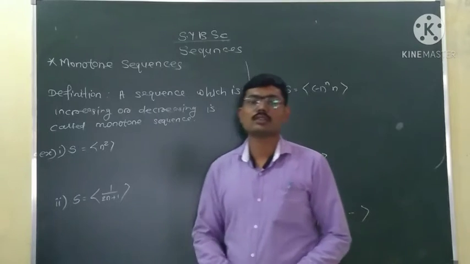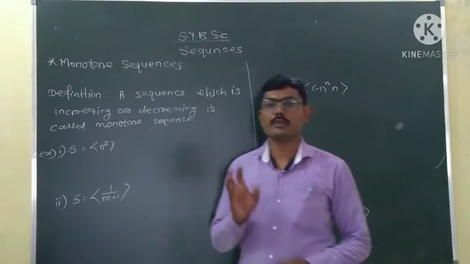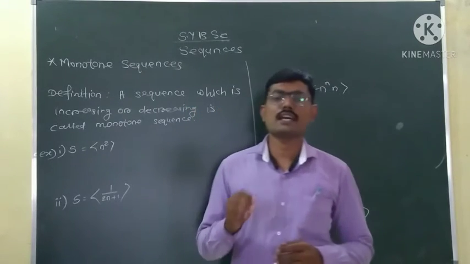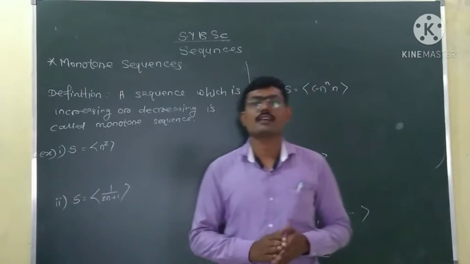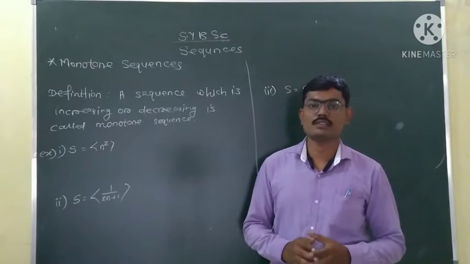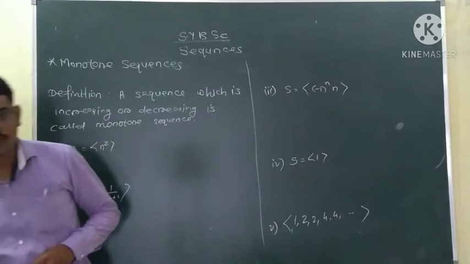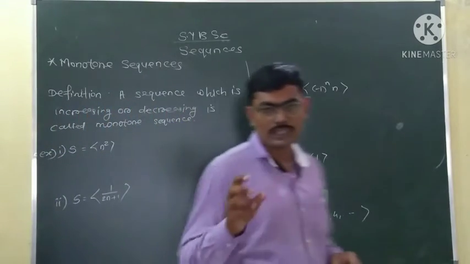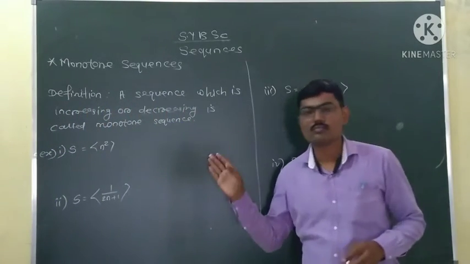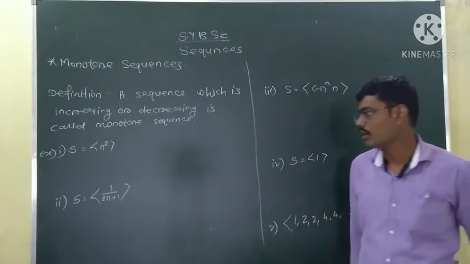Okay. So the definition of a monotone sequence: a sequence which is either increasing or decreasing is called a monotone sequence. Now we will see some examples. We will investigate whether these sequences are monotone sequences or not.